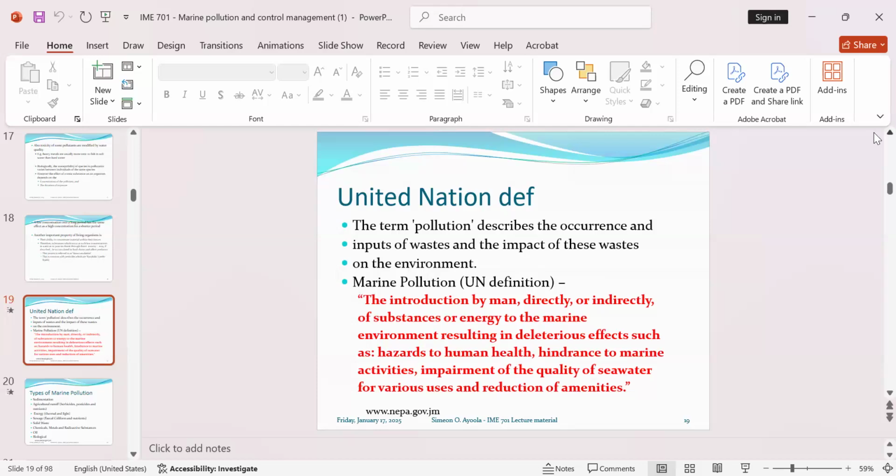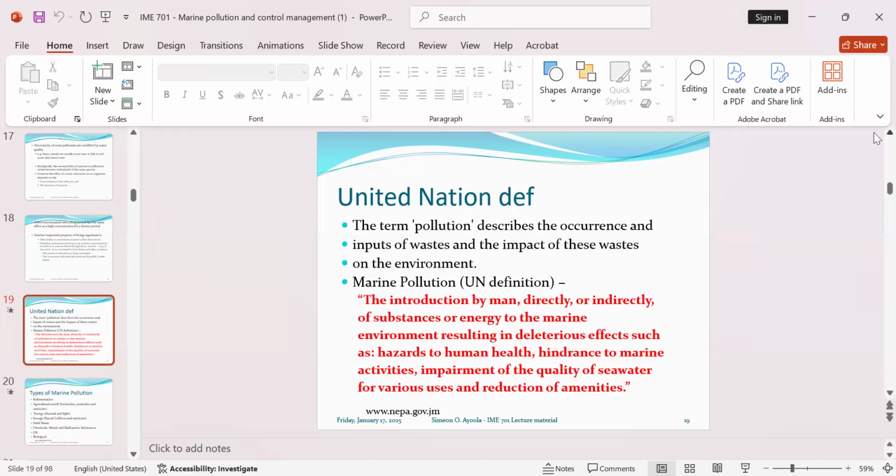Now look at it. They say that the introduction by man, directly or indirectly, they are looking at anthropogenic activities of man. They are not actually looking at the natural causes. We say that pollution can either be natural or by human activities. But here, from their own definition, they zeroed in on the fact that most of the pollution we are actually having is out of human carelessness or activities.